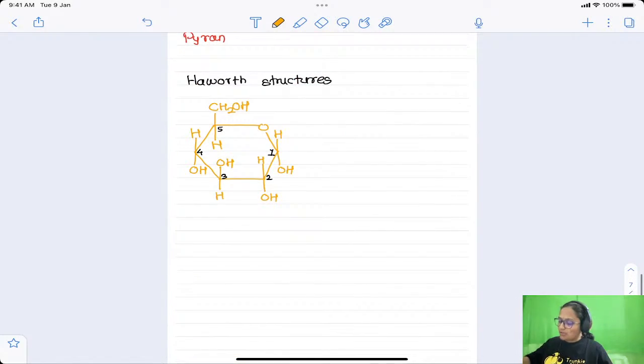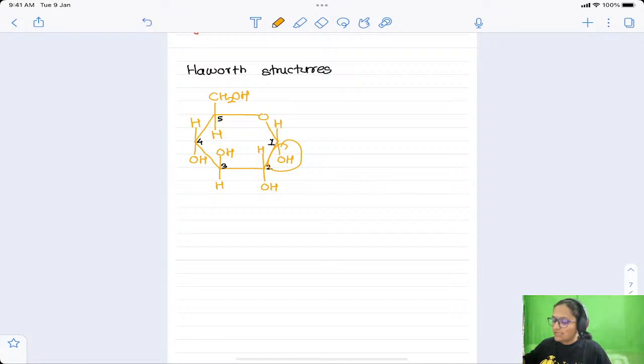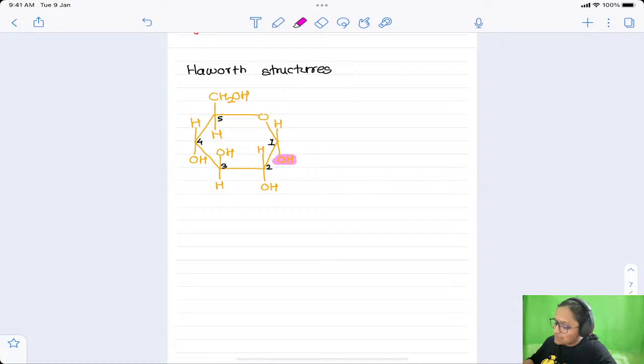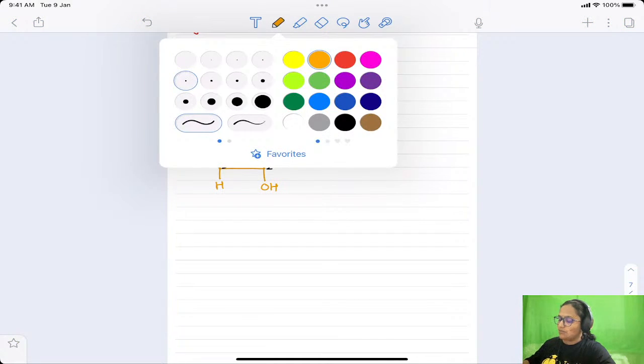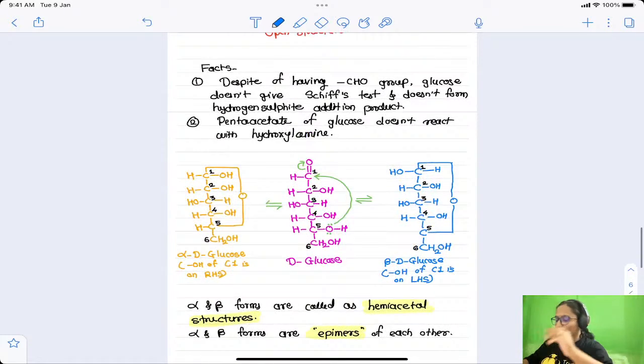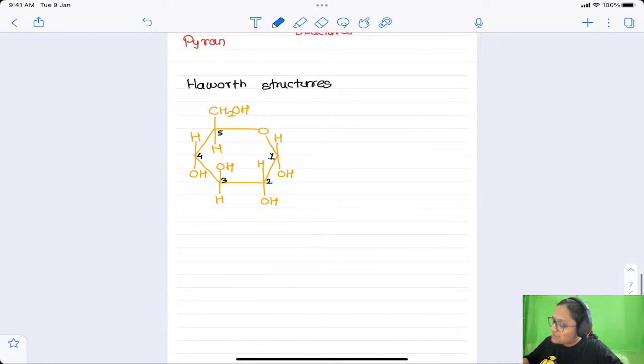Right hand side means what? It is below. OH of C1 is below. So always remember, whenever you find OH of C1 at this position below, that means this is the alpha anomer. This is the alpha structure. Do you understand that? Now similarly we are going to draw it for the blue colored cyclic structure. Again similar to orange, I will draw the cyclic structure.